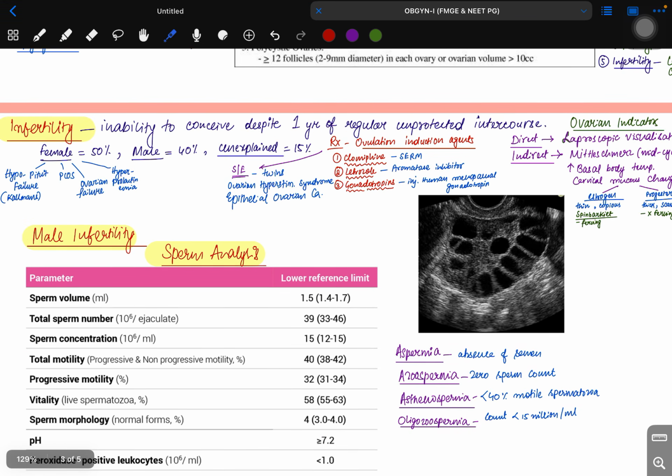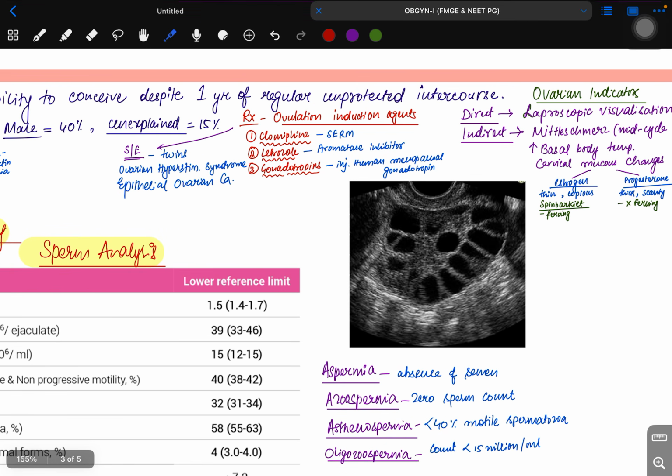Okay. And if we give these ovulation induction agents, what will be the side effects if given in excess? It can lead to formation of twins, it can lead to ovarian hyperstimulation syndrome and epithelial ovarian cancer. This ultrasonography image is for the ovarian hyperstimulation syndrome. Okay, here you can find the ovarian hyperstimulation syndrome. This image is very, very important.